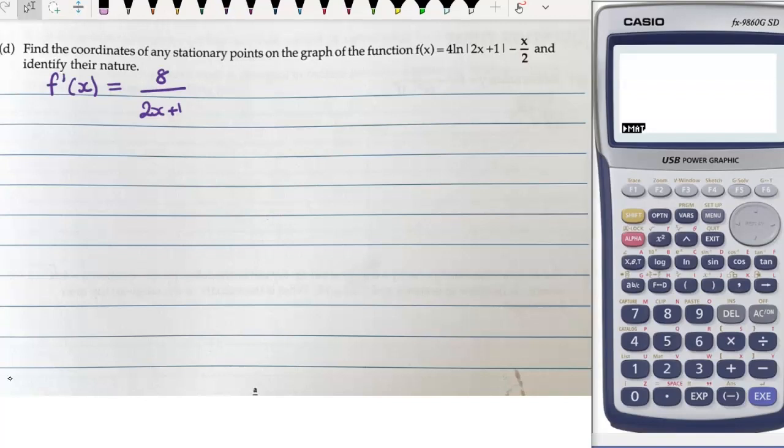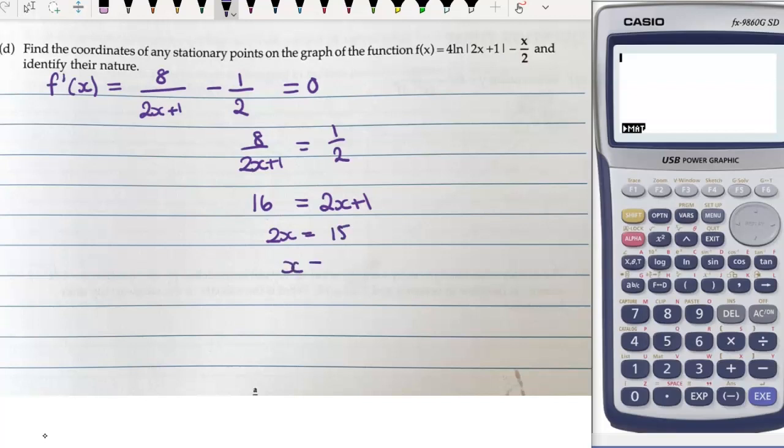Now, minus x over 2 is the same as if we'd said minus a half x. So if we're going to differentiate that, it then is just minus a half. Now we're going to set that equal to 0 because we're looking for stationary points. So working through that, we can take the half over that side, bring the 2 up and multiply it, we've got 16. Bring the 2x plus 1 on the other side and multiply, we've got 2x plus 1. So 2x is equal to 15, or x is equal to 7.5.